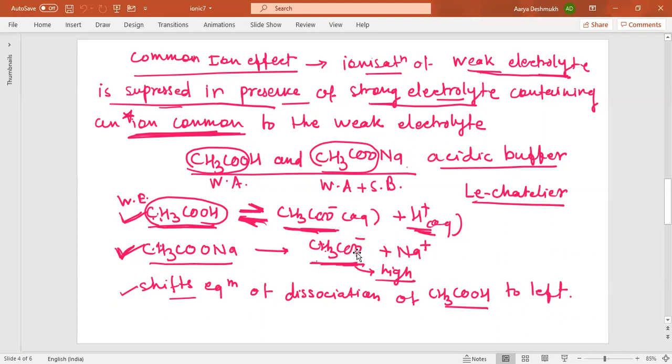Now according to Le Chatelier's principle, the addition of acetate ions from CH3COONa to the solution of acetic acid shifts the equilibrium of dissociation of acetic acid to the left. So instead of going this way, the reaction will proceed this way. That is the shifting of equilibrium. You have studied this in chemical equilibrium in Le Chatelier's principle. So this reverse reaction is favored, in which acetate ions combine with the H plus ion to form unionized acetic acid.